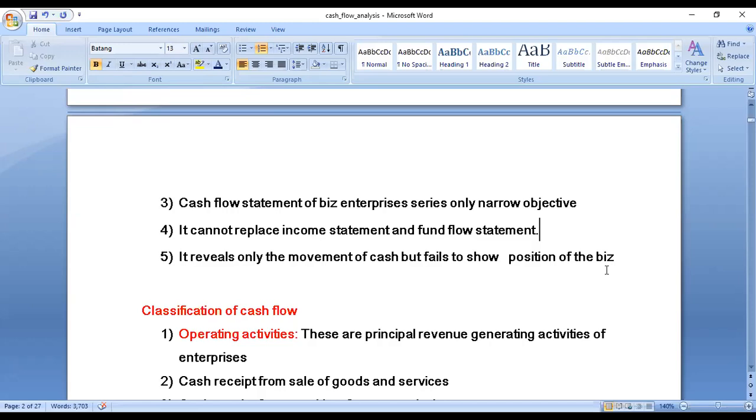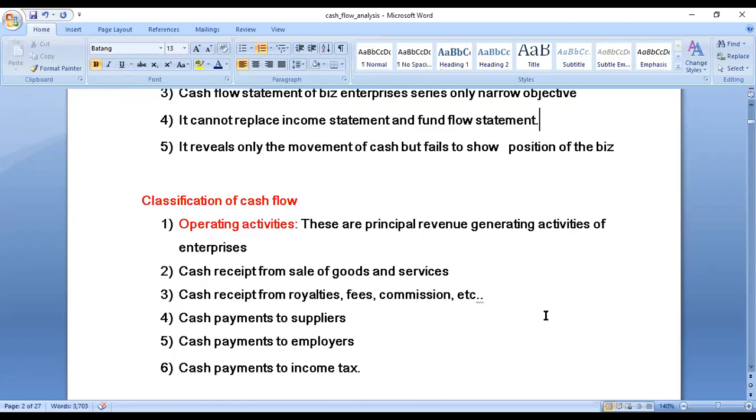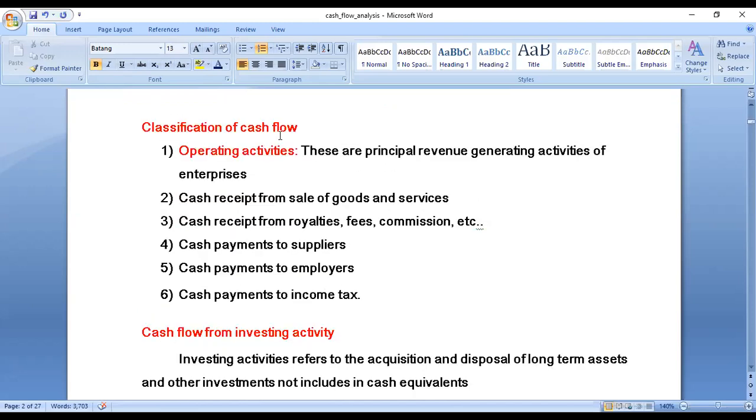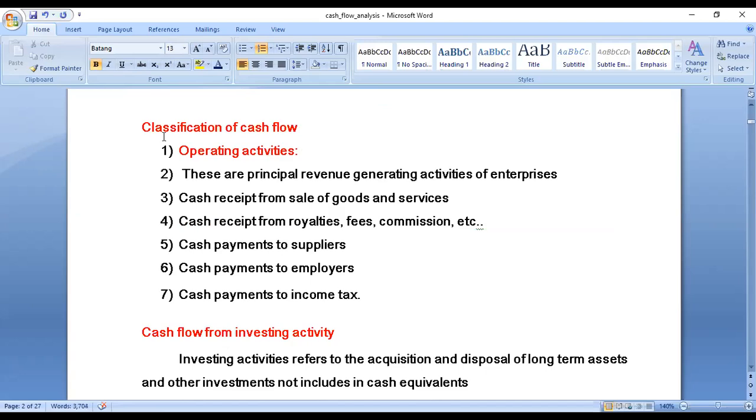Cash flow statement drawbacks. Again, my dears, very important. Concentrate here, very important. Classification of cash flow statement activities. Under that, the first one is cash flow from operating activities.